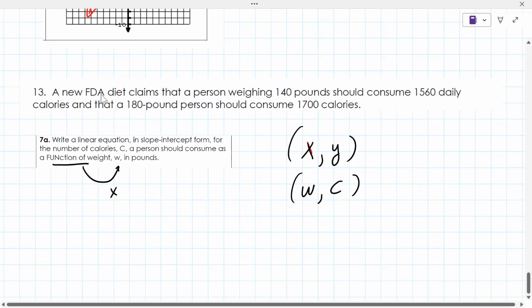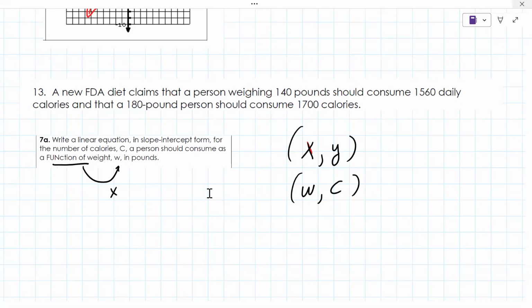So from here, could you write the two ordered pairs from this original part? I got 140 comma 1560, and then 180 comma 1700 as the coordinates.